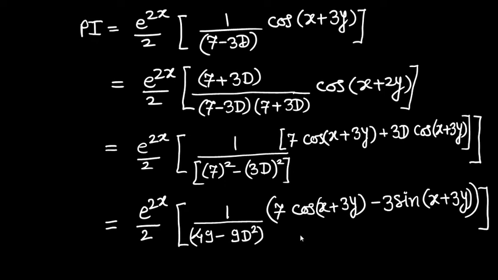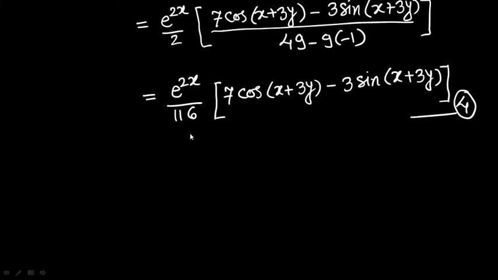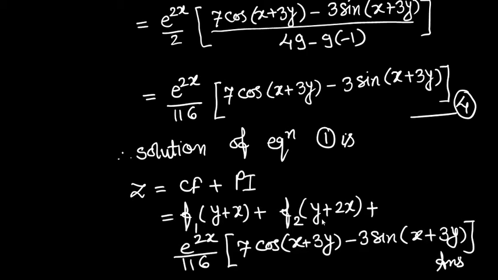In the numerator, the first term is as it is. Here 3D, D means derivative with respect to x, therefore the derivative of cos x is minus sine (x plus 3y) into 3, and then substitute D square equal to minus 1. We get these terms, and lastly we simplify the terms in the denominator, then we get the required PI. Then the solution of equation 1 is z equal to CF plus PI. The first two terms are CF and the third term is the required PI. In this way, we solve the problem of both cases.